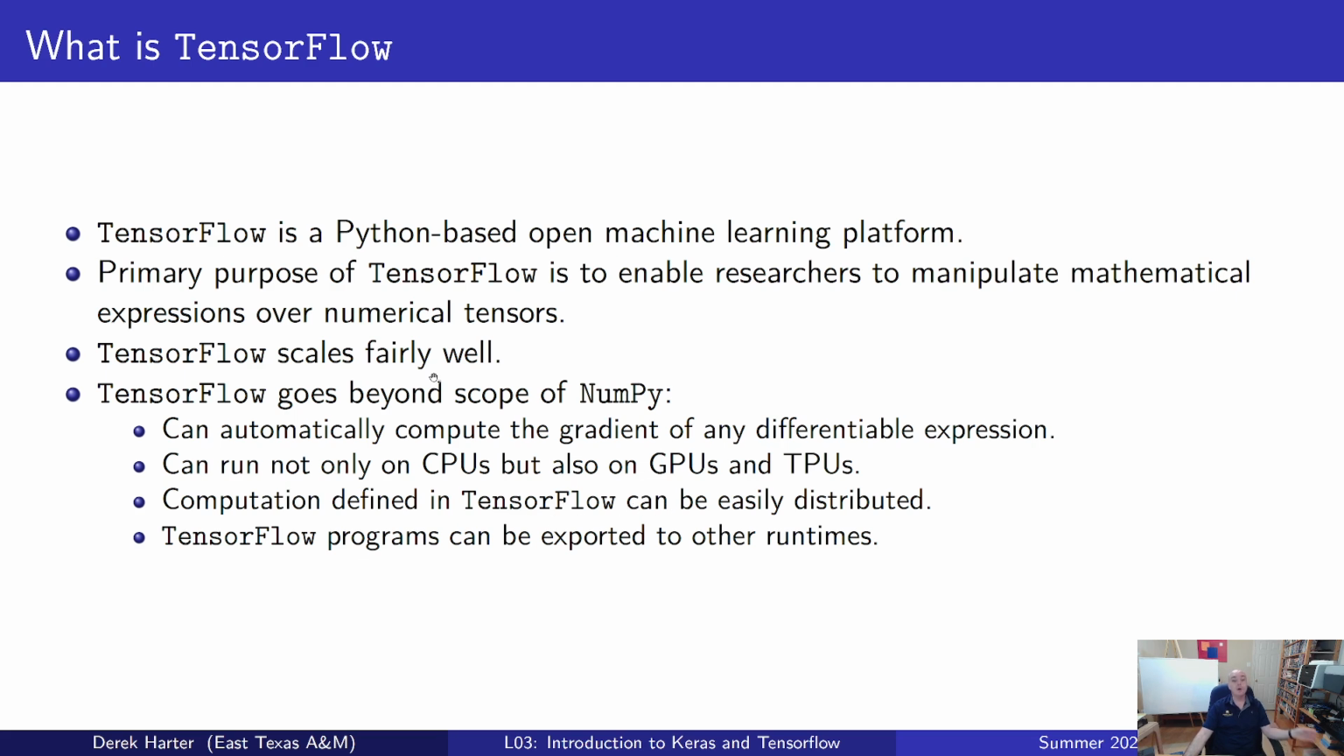One of the reasons TensorFlow scales fairly well is that the computation defined by the computation graph can be relatively easily distributed in different ways. TensorFlow programs can also be exported to other runtimes, and you can have other front ends above TensorFlow rather than Python, so different languages like C, C++, and others. You can use TensorFlow.